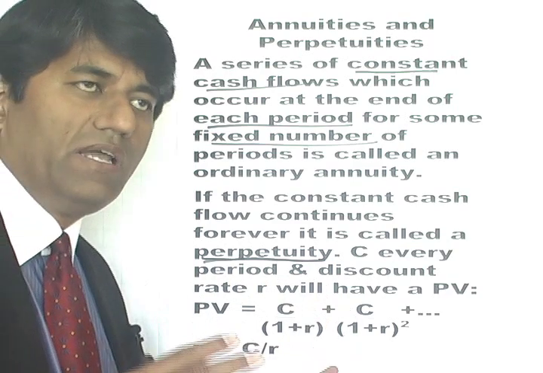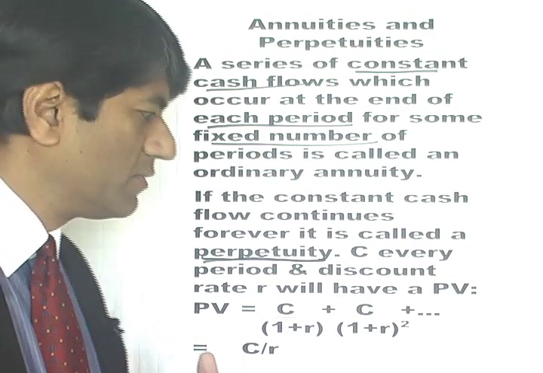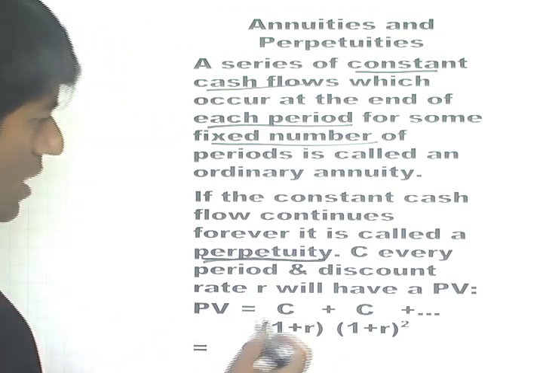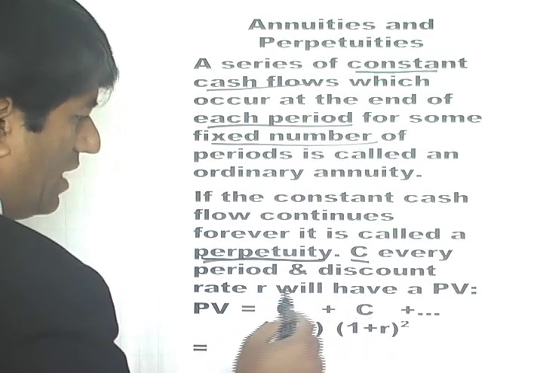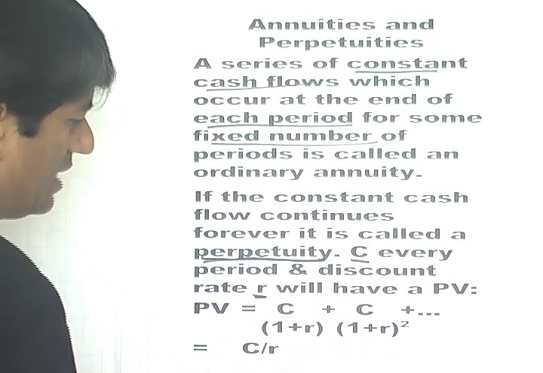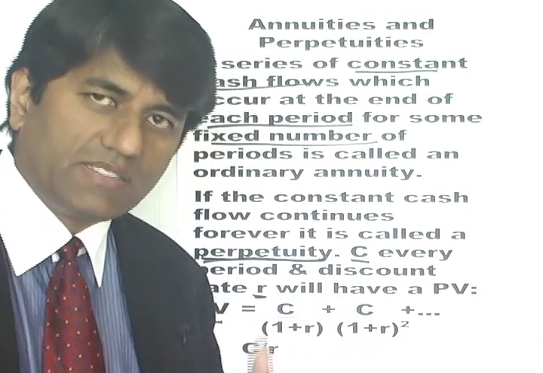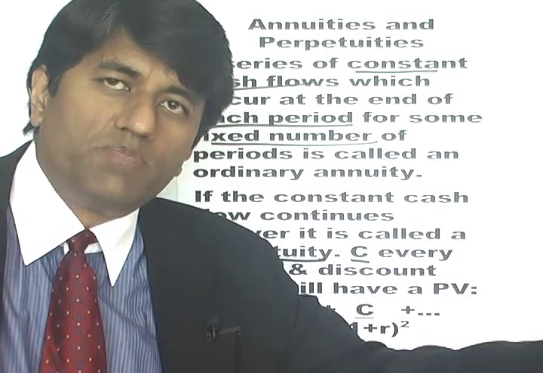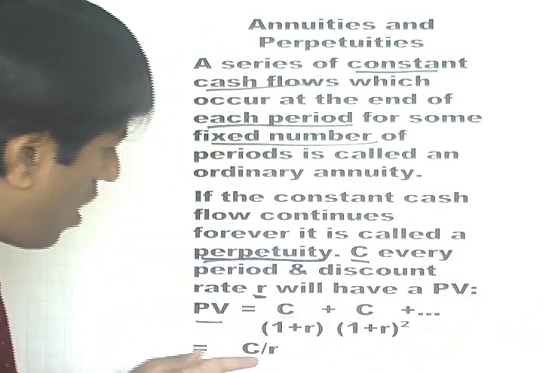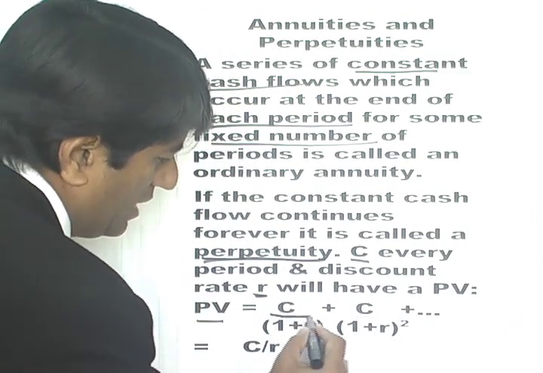Now, using what we have learned about time value of money, we are going to find what the value of a perpetuity is. So, a perpetuity has a cash flow C every period, and if the discount rate is R, then the present value of the perpetuity will be the sum of the cash flow which occurs next period and the one which occurs 2 periods after that, and the 3rd period and the 4th period, and so on till infinity. The cash flow which occurs next period will have a present value today of C divided by 1 plus R.